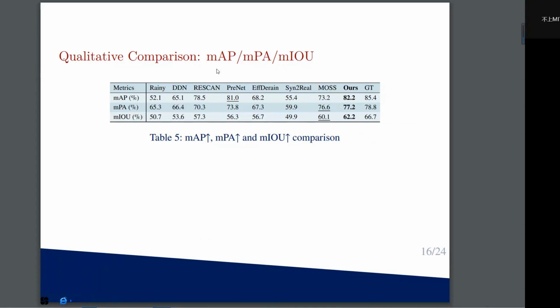Finally, we show quantitative comparisons on mAP, mPA, and mIoU. We can see our model has the best performances in terms of mPA, mAP, and mIoU. Essentially, our model is very close to the ground truth performances. We also show more user study, inference time, and parameter comparisons in our paper.